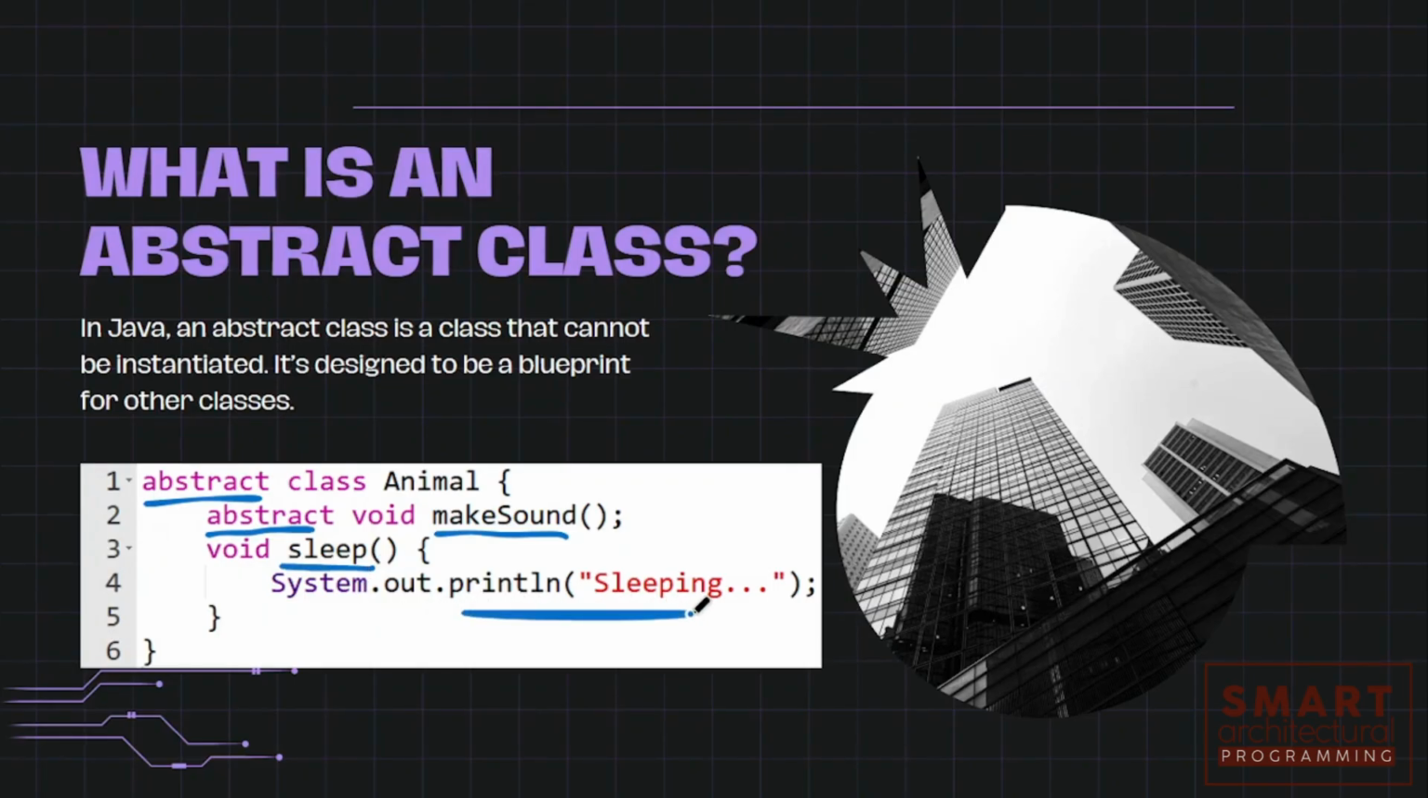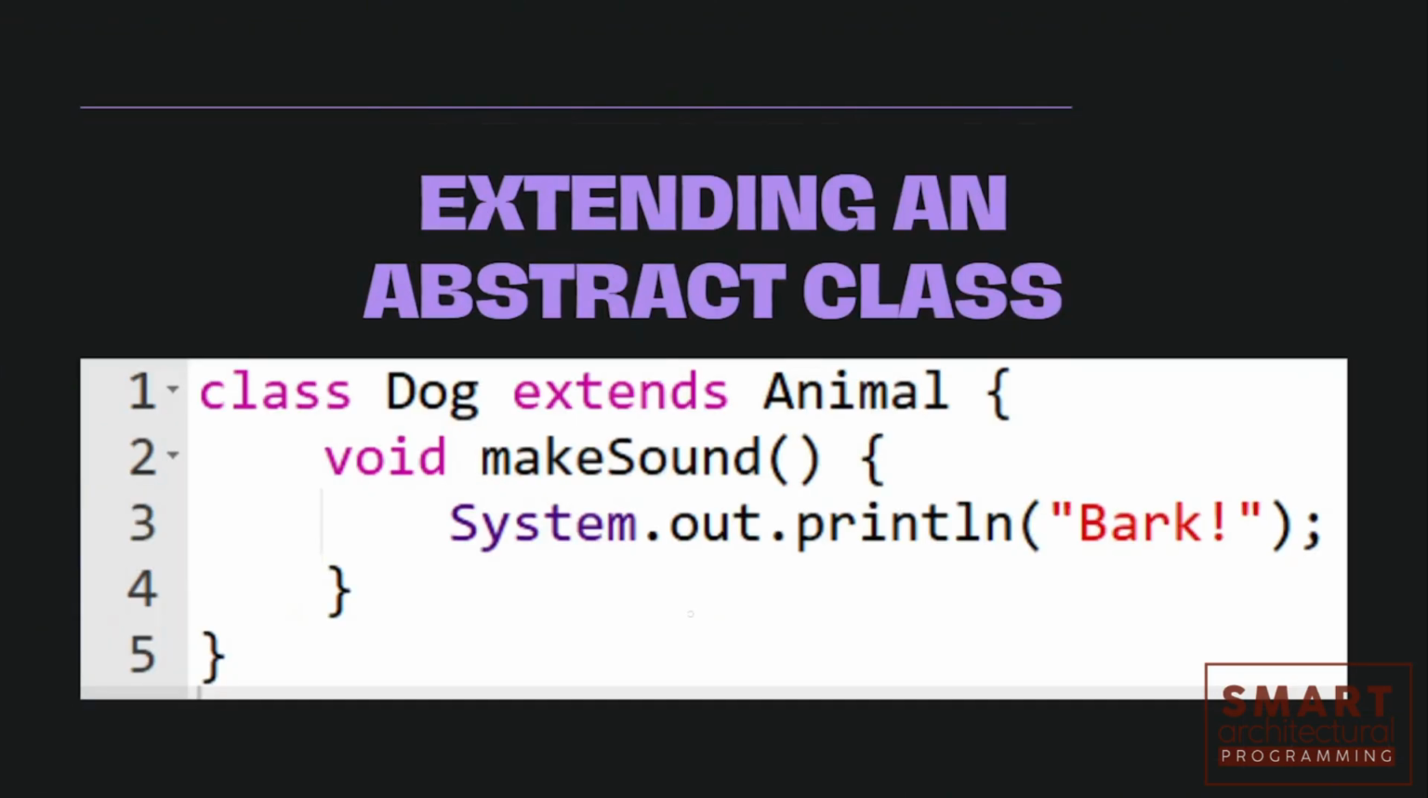So that is basically what an abstract class is. It is not something that is instantiated, and it's just used as a blueprint by other classes. But how do you extend an abstract class?